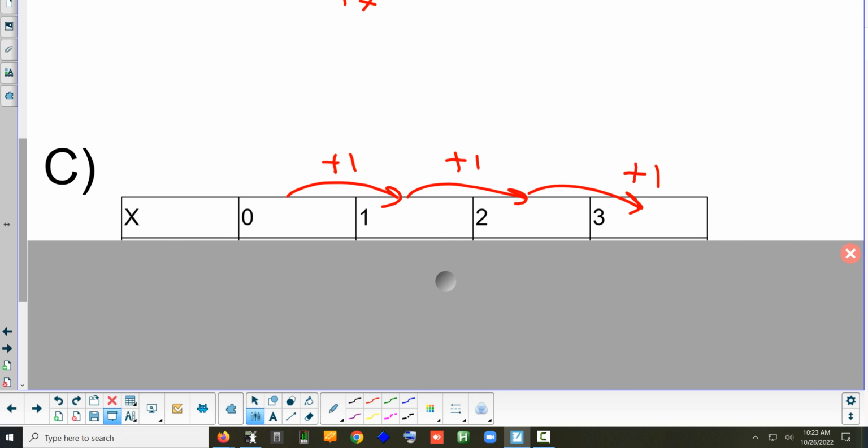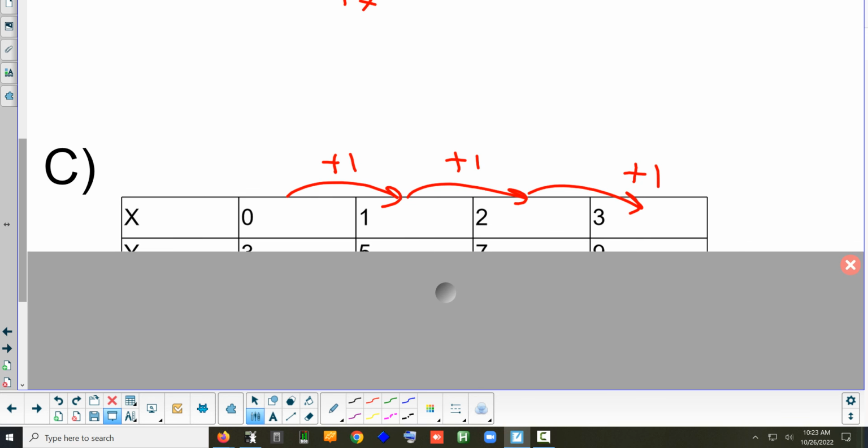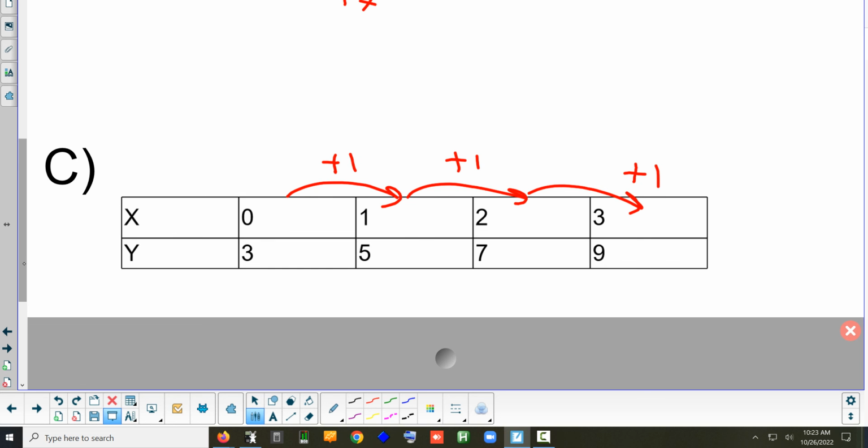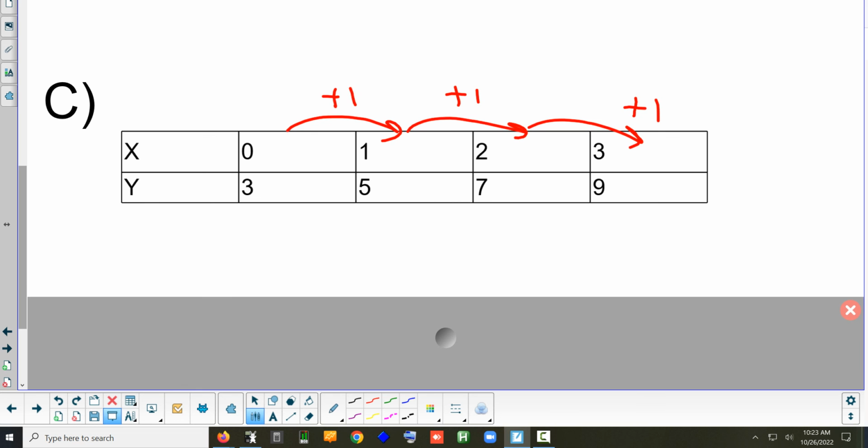Okay, so we know it's a function. So far, we're good. We added the same number each time. Let's look at my y's. Is there a pattern in the y's this time? What do you think? Yes, there is. You don't necessarily have to tell me the pattern. If you see the pattern, that's fine. Now we can answer the question. Is this a linear function or non-linear? Linear. This is linear. This is a linear function.